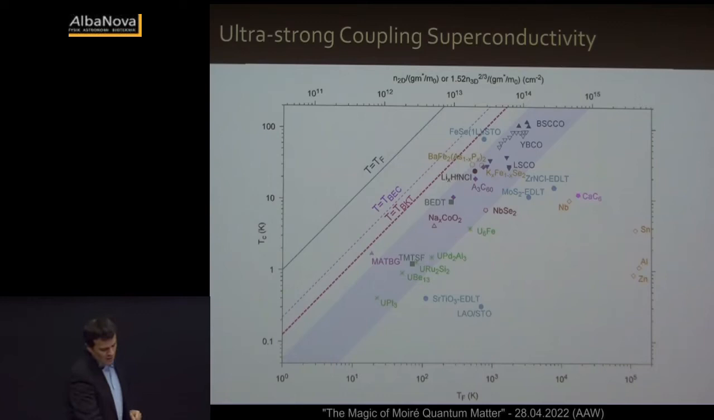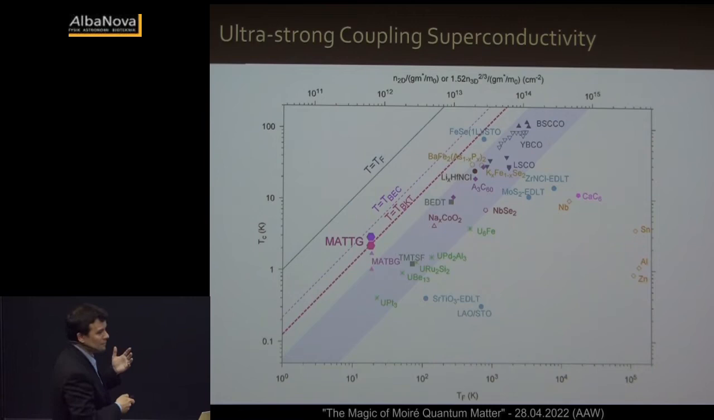As you go towards this purple band here, as you go diagonally in this direction, your superconductors tend to become more and more exotic. In fact, in this purple band, we have all of the unconventional superconductors. The cuprates, the pnictides, the organics, the heavy fermions, they all have relatively large critical temperatures compared to the density of electrons that they have. So magic angle twisted bilayer graphene and trilayer graphene are here. They are among the strongest coupled superconductors. In fact, magic angle twisted trilayer graphene is the strongest coupled superconductor in the world.